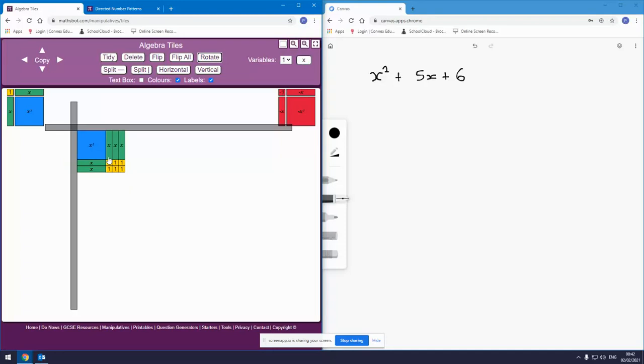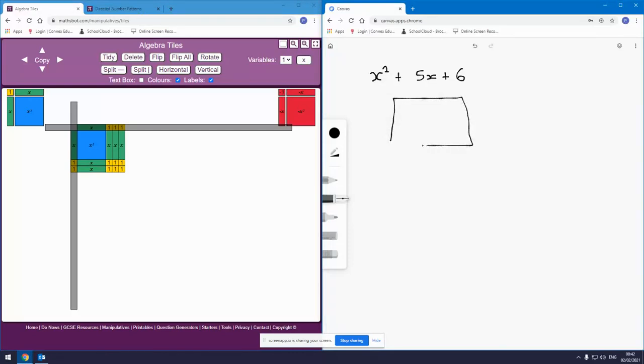And so my factors, as they always have been, will be the length and the width of this rectangle. We can see that the length of this rectangle is x plus 3, and the width of this rectangle is x plus 2. And if I want to support pupils in the journey towards working in the abstract, I can draw a picture of something like this.